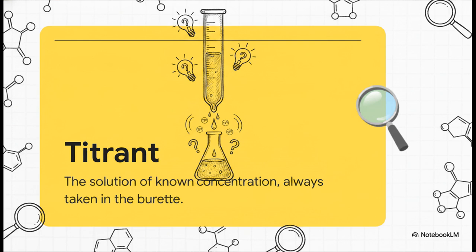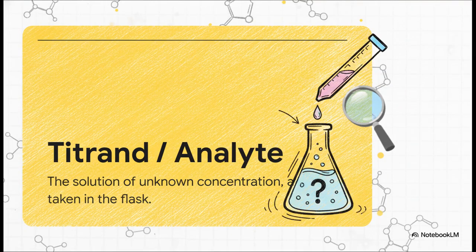It already holds the facts, it knows its own strength, and it drops into the scene, literally drop by drop, to extract the truth. And on the other side of the table, we've got the titrand, which is also known as the analyte. This is our primary suspect. It's the solution of unknown concentration, and it always sits down below in the conical flask. It is just waiting down there to react with our interrogator, eventually revealing its true identity and exact concentration the second the reaction reaches its completion point.